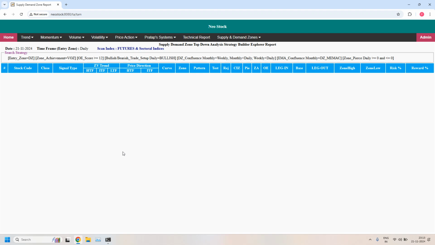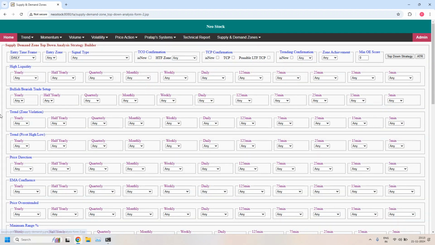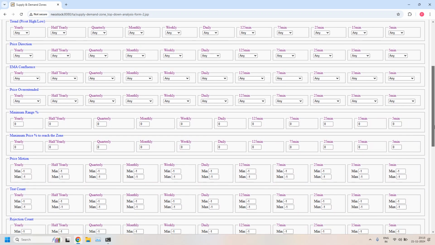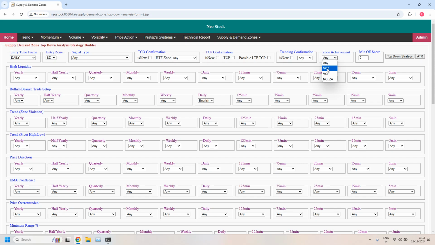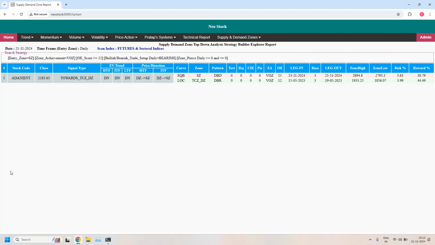Okay, next let us look for a bearish trade setup for monthly income trade, entry time frame daily, entry zone supply zone. In bullish or bearish trade setup at daily entry time frame, I am selecting bearish. These daily supply zones should not be pierced. So in the pierced count at daily entry time frame, I am selecting minimum value 0, maximum value 0. Zone achievement violated opposing zone, minimum odd enhance score 12. All the 3 filters are applied to the daily supply zone, and we got only one stock currently supporting bearish trade setup.